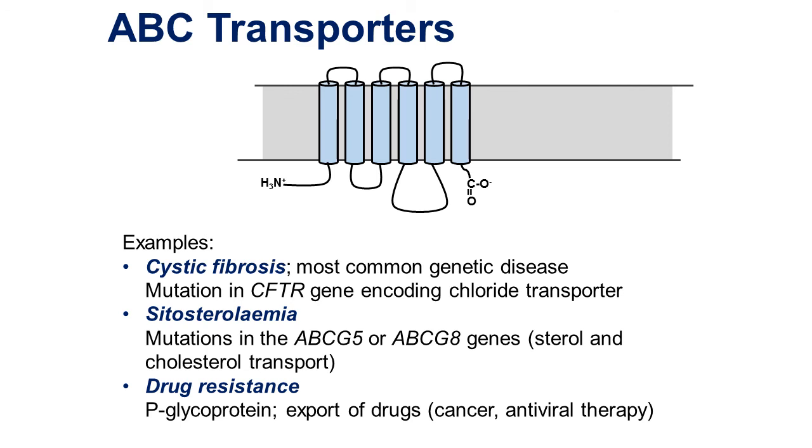And some of these transporters are also important from a pharmaceutical perspective. They are important, for instance, in drug resistance. So P-glycoprotein is a prime example. This protein is implicated in the export of drugs, so they prevent drugs from reaching their target, and this is particularly relevant in cancer and antiviral therapy.